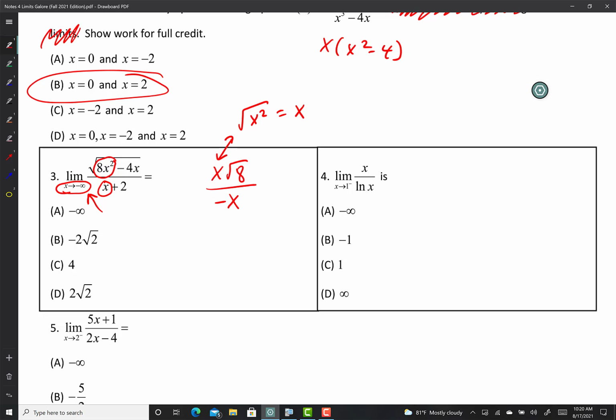Cool, guys? All right. Chavez, I don't see the answer in there. X's cancel out. 8 is 4 times 2. Negative 2 square root of 2. This is probably considered a hard one. Cool or not cool? Because I'm approaching a negative infinity. So when I'm plugging in x values, I'm plugging in larger and larger negative values.